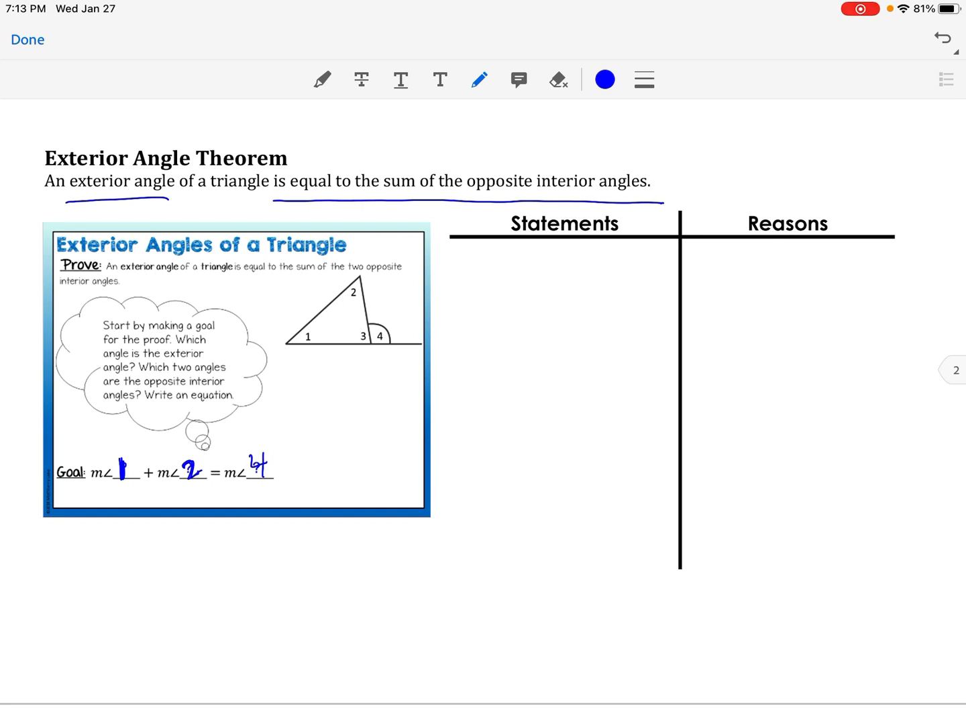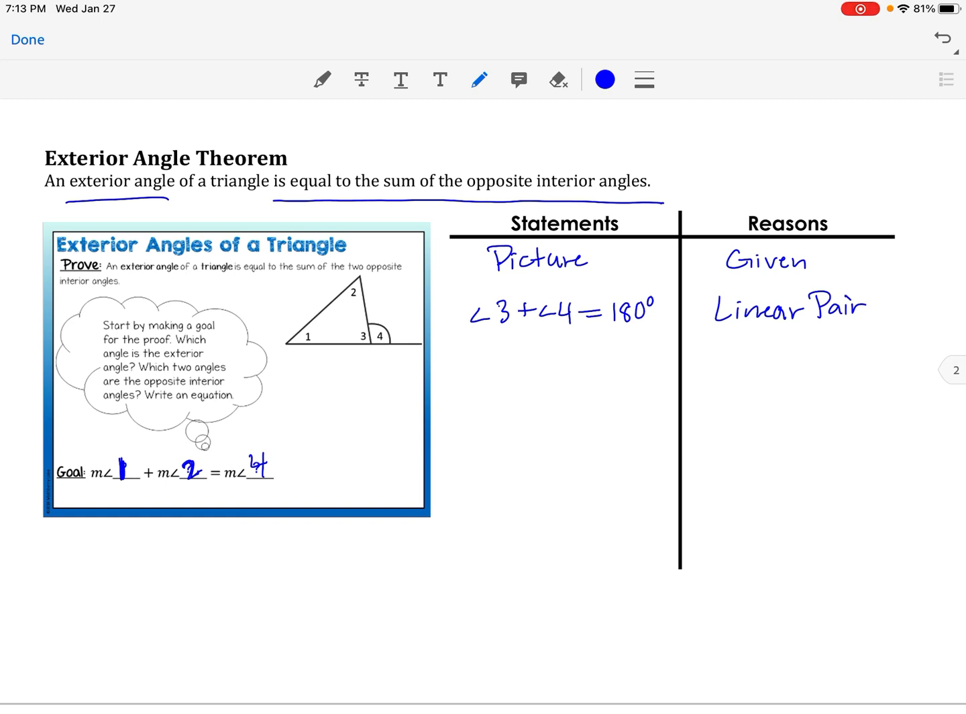So there's no given statement, but we are given a picture with those labeled numbers on there. Angles 1, 2, 3, and 4, those 4 angles that we're looking at, we're going to be using. So again, let's look for some relationships that we do know. I know this relationship right here, angle 3 and 4. Angle 3 plus angle 4, I know add up to 180 degrees because they are a linear pair.